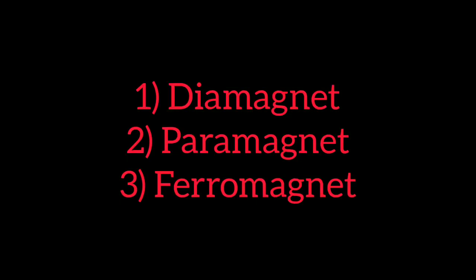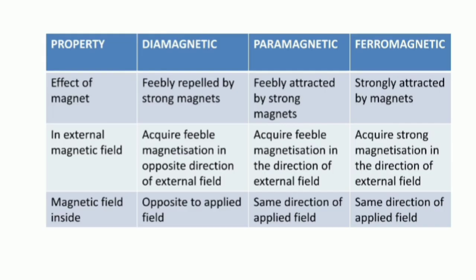All the materials are classified into three according to their magnetic properties: diamagnetic, paramagnetic, and ferromagnetic materials. Effect of magnet. If we bring a magnet close to these three materials, diamagnetic material is feebly repelled by strong magnets, paramagnetic material will be feebly attracted by strong magnets, and ferromagnetic material will be strongly attracted by magnets.